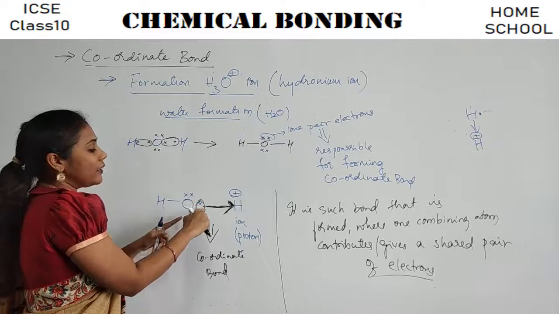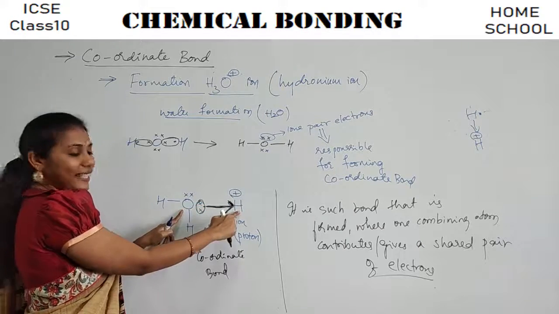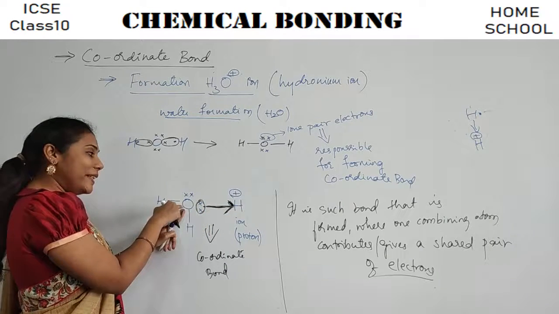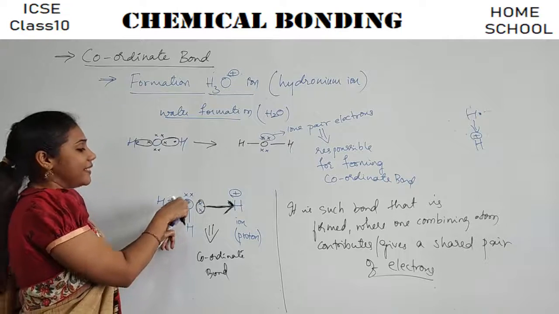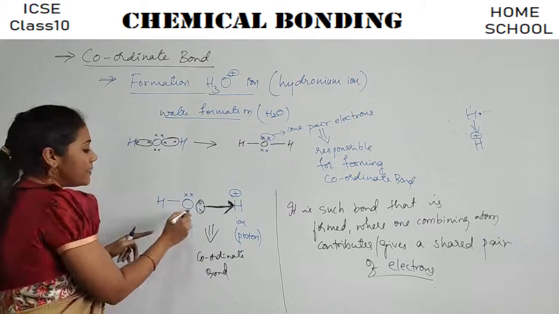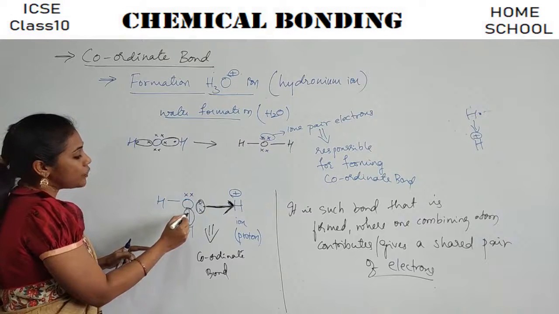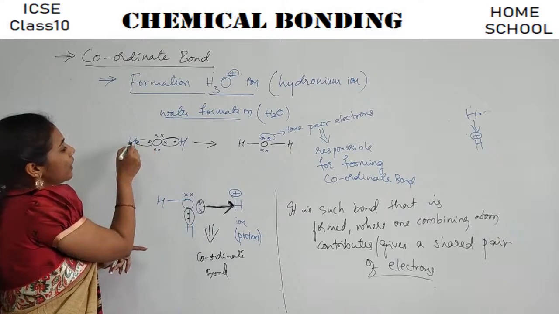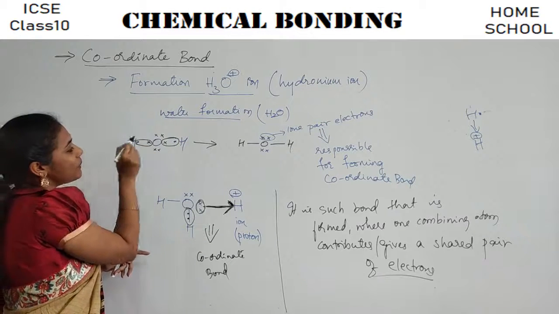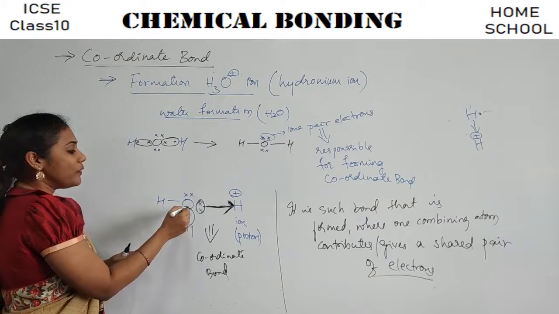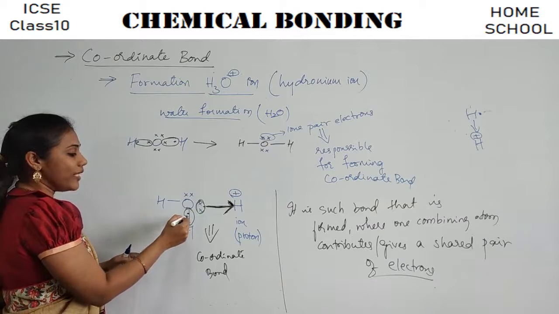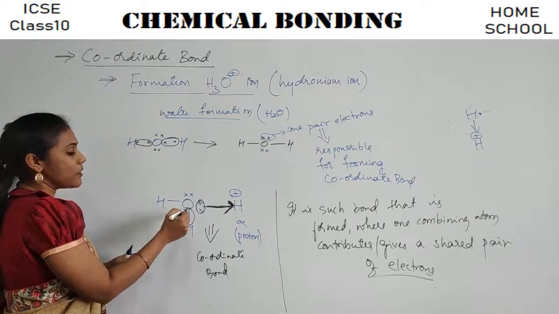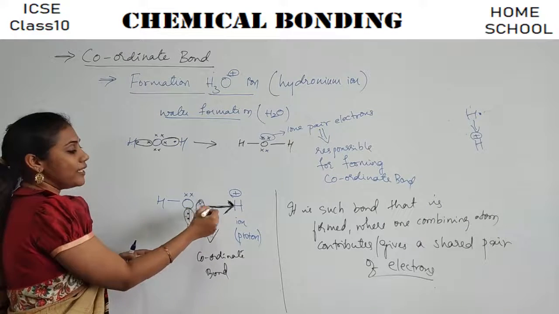So one pair of electrons has been shared between oxygen and hydrogen, no doubt. But who has given that one pair of electrons? It is completely given by one atom only, that is by oxygen, right? And you observe this bond, guys. This bond is also formed with the help of two electrons. But here one electron belongs to hydrogen, another electron belongs to oxygen, right? So it is shared, but this bond is very different.